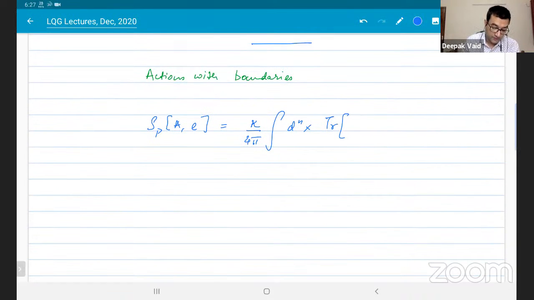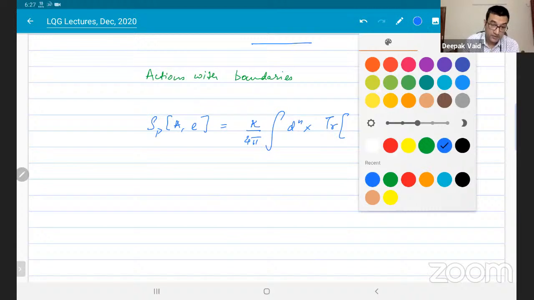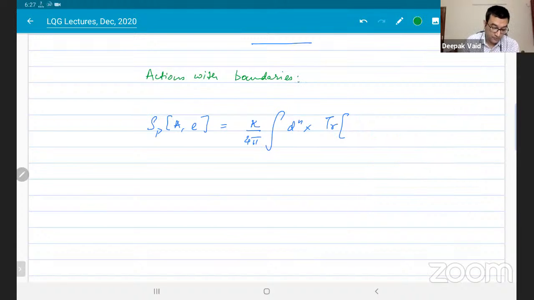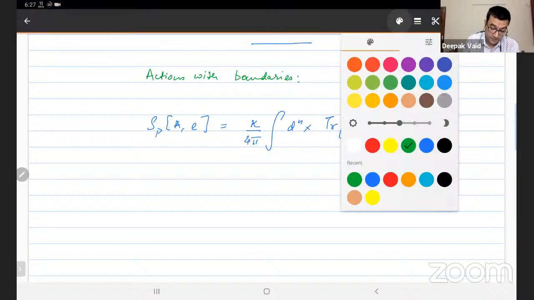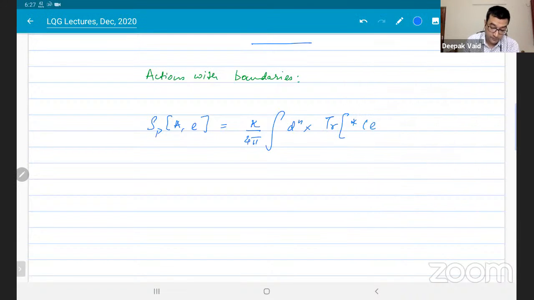So this action with boundaries. What is the Palatini action? It takes this form. It looks like this, E wedge F. I'll try to go over this. All of these are good questions. Let's save them for the discussion at the end.